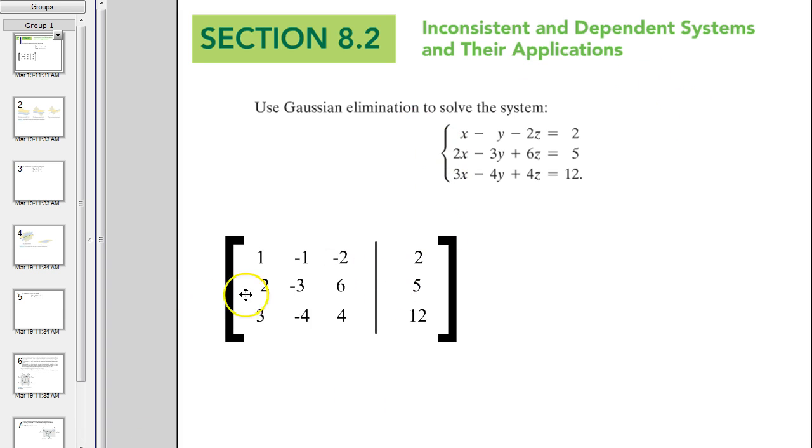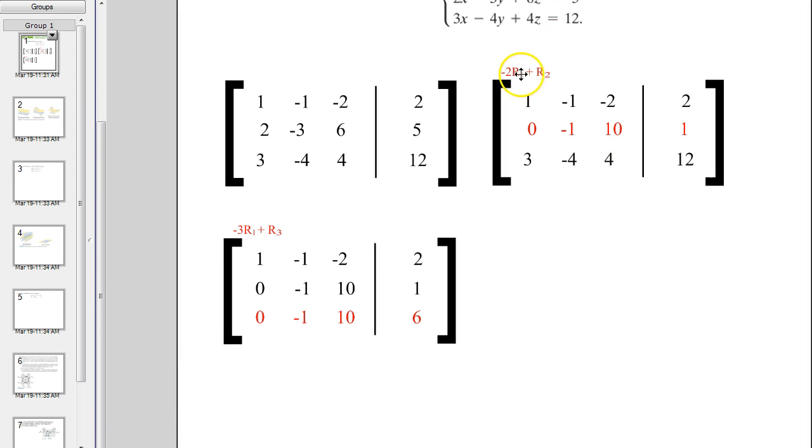Alright, there's our setup. We've got a 1 in that first position, so no need to row swap. So we're going to try to cancel out the second and the third row to have zeros in that first column. So -2 times the top row and add down, -3 times the top row and add down to the third row. Alright, so there's the step, -2 times the first row added to the second row. That's going to give us a 0.